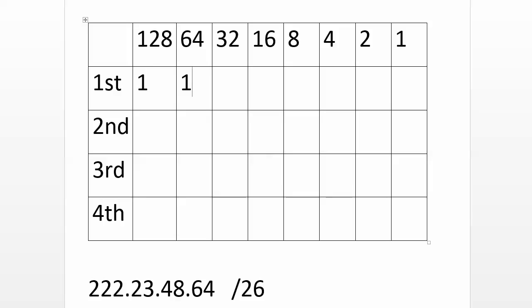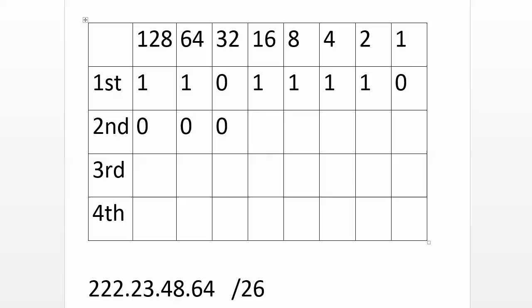We know those first two bits total 192. We subtract 192 from 222, leaves us 30. Can't subtract 32 from 30, but you can subtract 16, that leaves us 14. We can subtract 8, leaves us 6. We can subtract 4, leaves us 2. We can subtract 2, leaves us nothing. And that's it. 23. We know we're going to start that with some zeros.